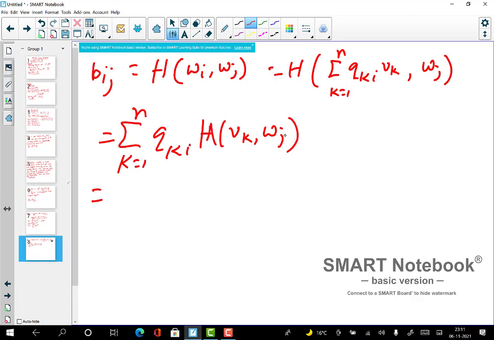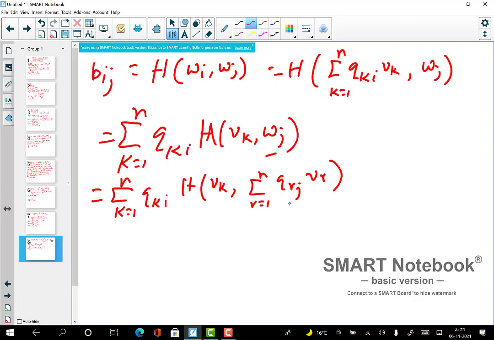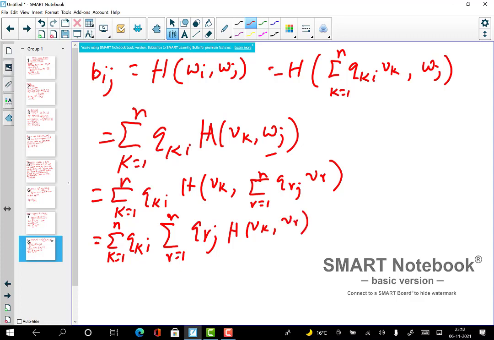Now we will substitute the value of omega_j here. So one part is Q_ki, and then H of V_k is there. If we replace omega_j, recall this is the sum over r equal to 1 to n of Q_rj V_r. Again, H is linear in the second argument, so again we will use the property of linearity. I will have the sum over k equal to 1 to n of Q_ki, and then the sum over r equal to 1 to n of Q_rj, and then H of V_k, V_r. Is that clear?